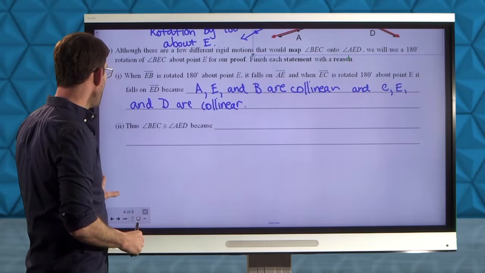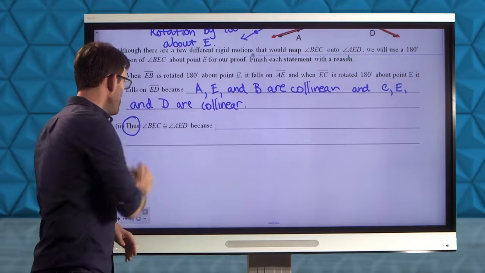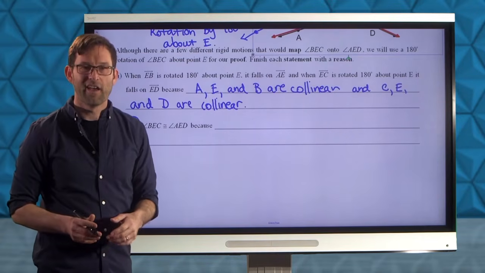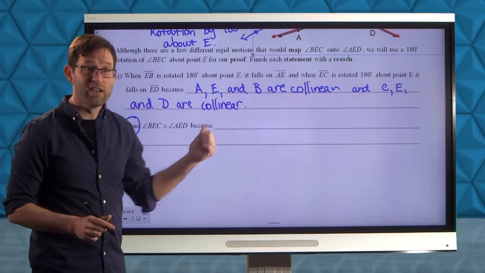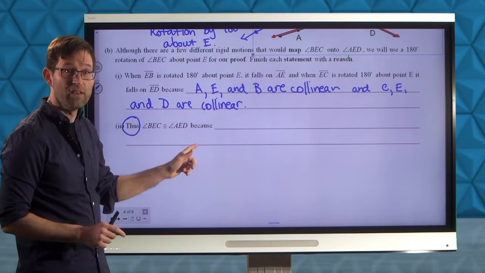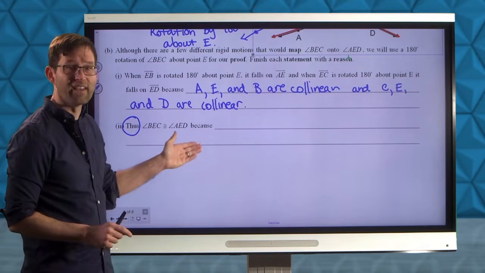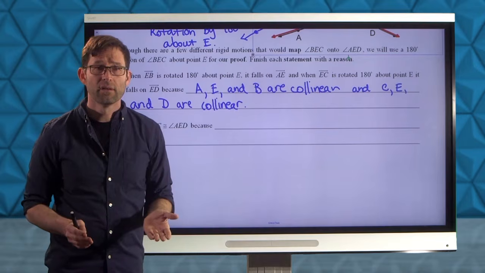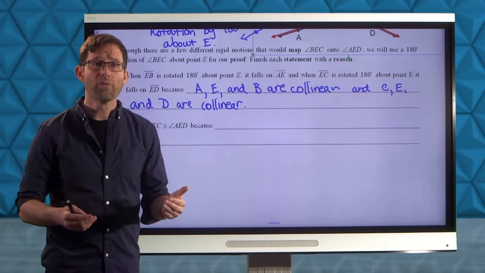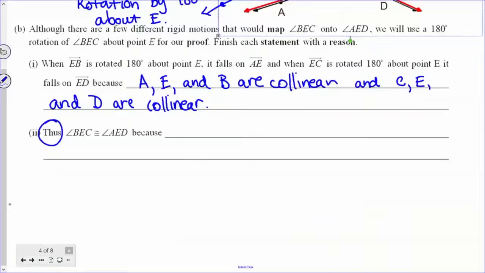Now, I can say thus, a fancy word just meaning, hey, take a look at what I just did. This now leads to me being able to say that angle BEC is congruent to angle AED, because why? Well, the reasoning that ends almost all of these proofs is the following: because a rotation preserves angle measurements.